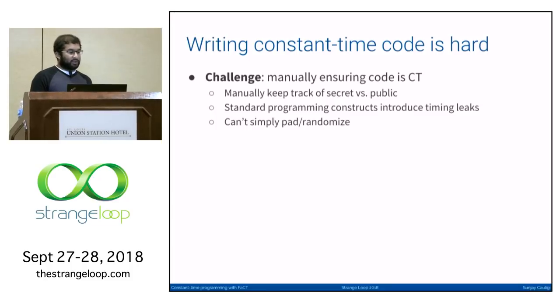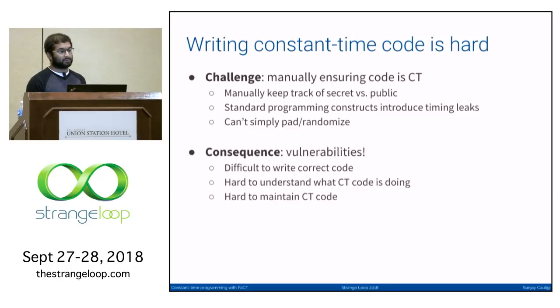And so this is where we currently stand with constant time programming. You have to manually keep track of what is secret and what is public. You can't use conditional statements. You have to be careful with your looping constructs, and there's no real simple solution. And as a consequence, as you can see, it took us multiple iterations to get to this point.